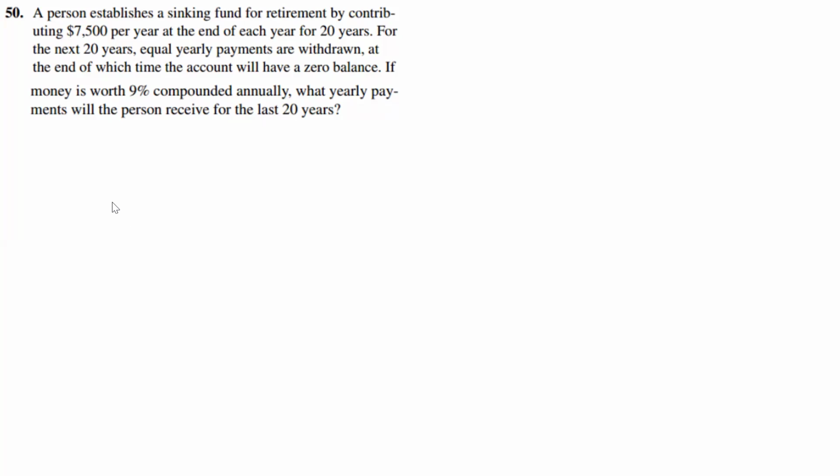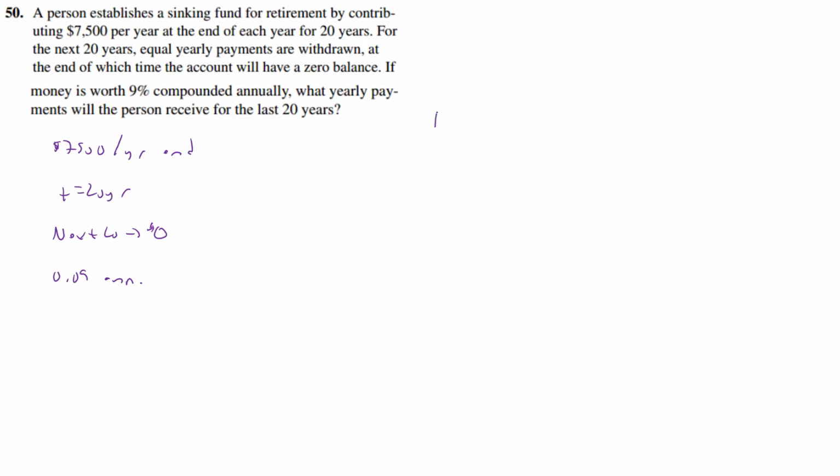Let's say we're going to do this. We have $7,500 per year end. Time is equal to 20 years. Then in the next 20 years, we're going to draw it down to zero. And then our rate was 9%, so it's going to be 0.09 annually. Okay. All right. So what we need to do is find out what our future value is going to be to know how much we're going to be pulling out each time.